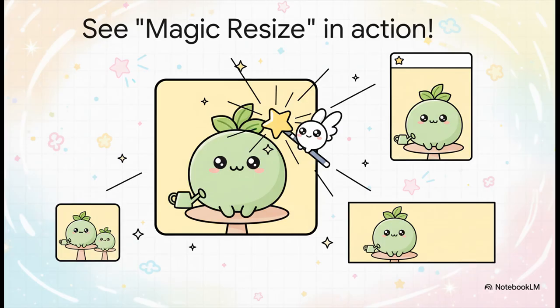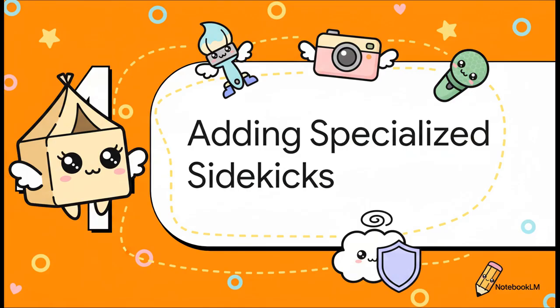It's called Magic Resize. So you've made the perfect Instagram square post, but now you need it as a vertical story and a horizontal banner for your website. Instead of starting from scratch, you just click Resize, check off the new formats you need, and Canva's AI does all the heavy lifting. You might need to make a tiny little adjustment, but it gets you 90% of the way there in like 5 seconds. It's a game changer.